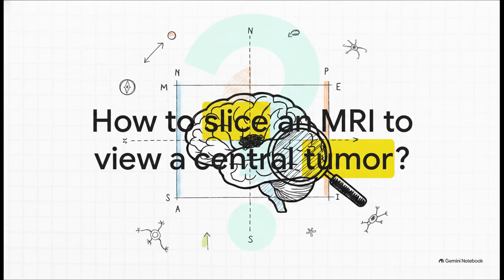You now have the full vocabulary of a neuroanatomist. So let me pose this challenge to you. If you were handed a functional MRI scan and your job was to find a tumor located in the exact dead center of the brain, which plane of section would you use to get the absolute clearest view? Would you go coronal, sagittal, horizontal? How would you use your medial and lateral coordinates to guide the surgeon?